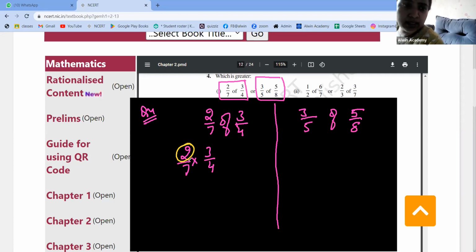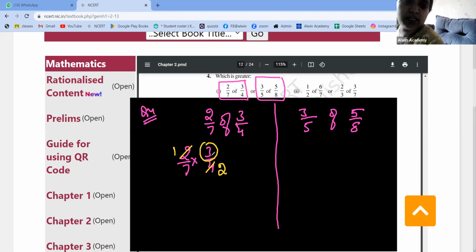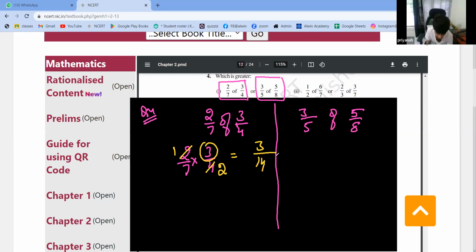Ariman, you tell me. Can this be simplified with any of the denominators? Ma'am, can we simplify it by 4? What should I write when I cut 2 and 4? Ma'am, 2 should be 1 and 4 should be 2. Very good. And can this 3 be simplified with any of the denominators now? No, ma'am. So that means multiplying is the only task left. So 3 times 1 and 7 times 2 is 14. Correct or not? Yes, ma'am.